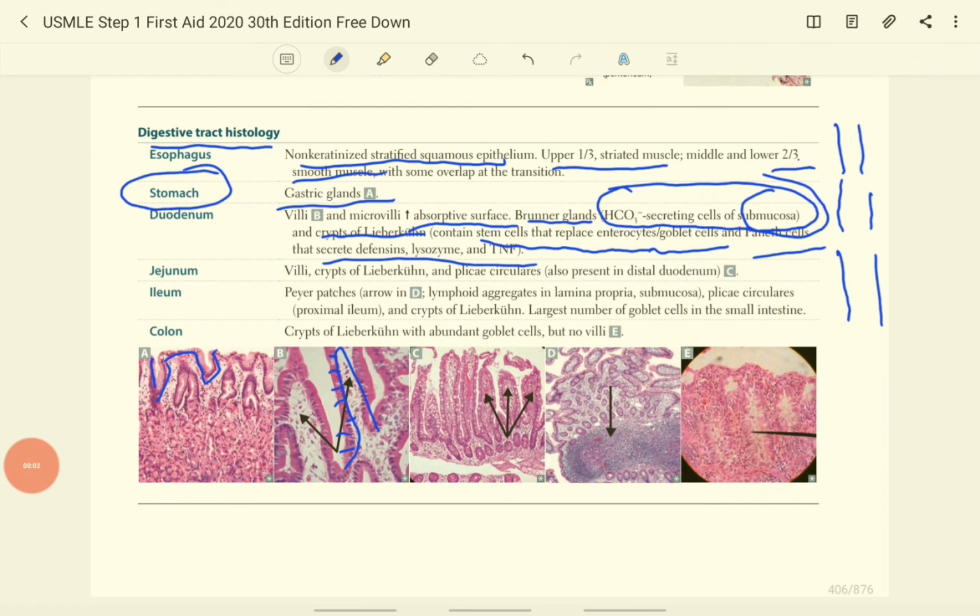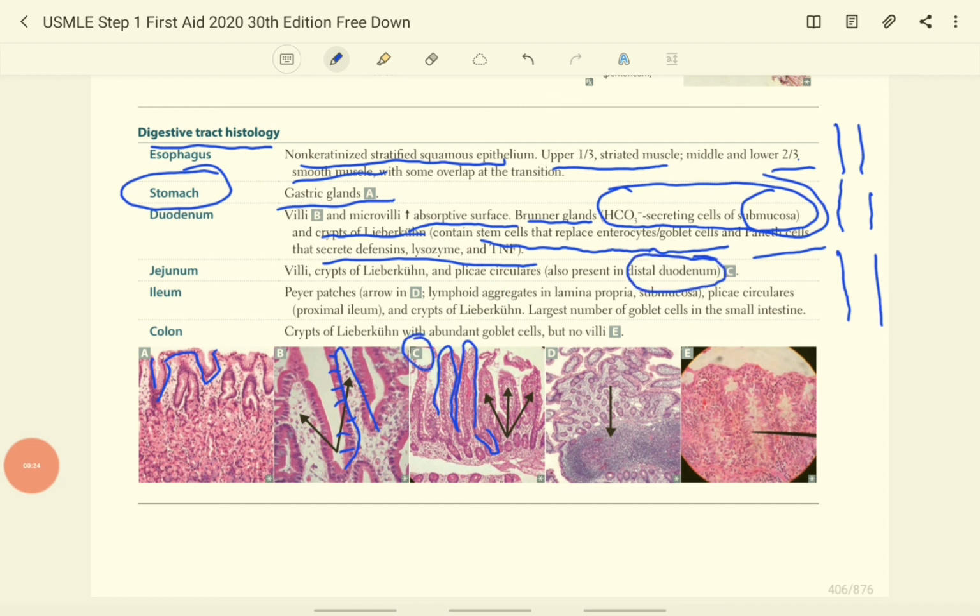In the jejunum, we have villi, and it also has crypts here, and the plicae circulares are also present. This structure is also visible in the distal part of the duodenum.